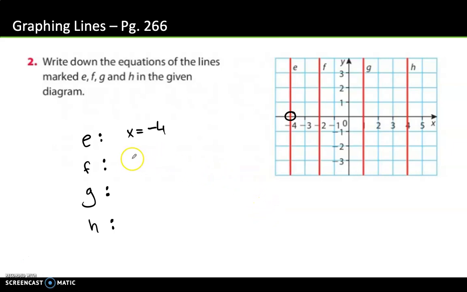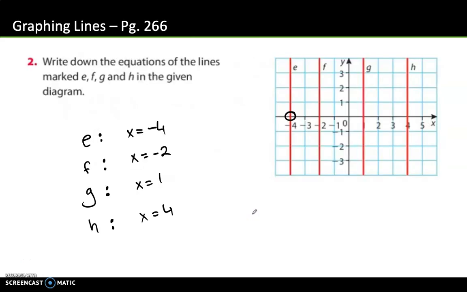Okay, so what you should have got then is x equals -2 for F. For G, x equals 1. For H, x equals 4. Not too complicated so far.